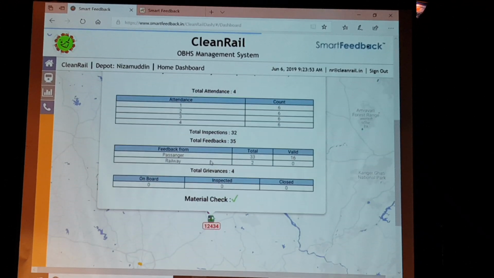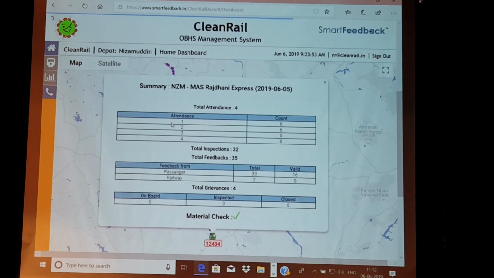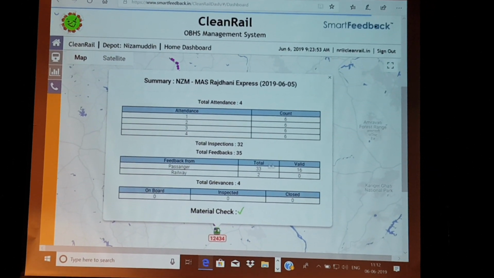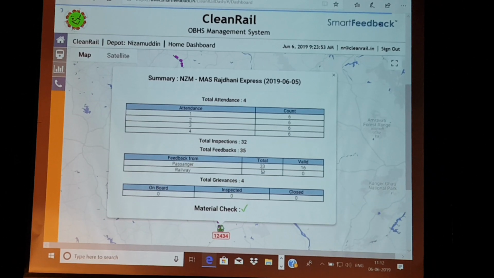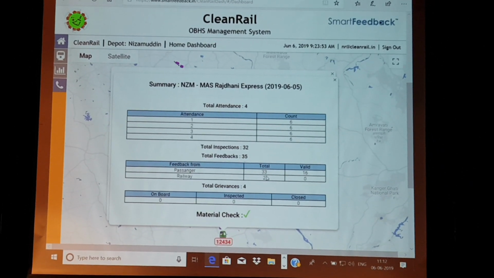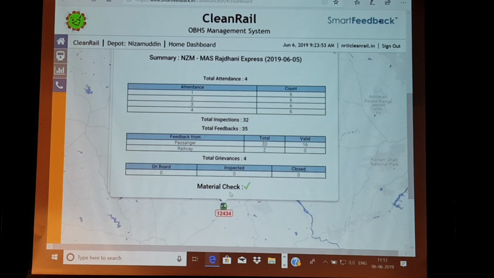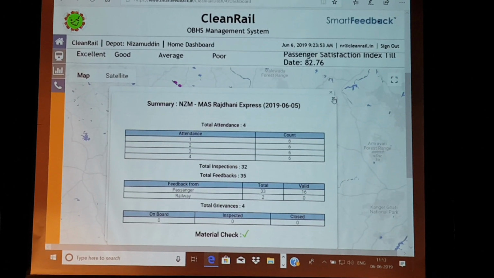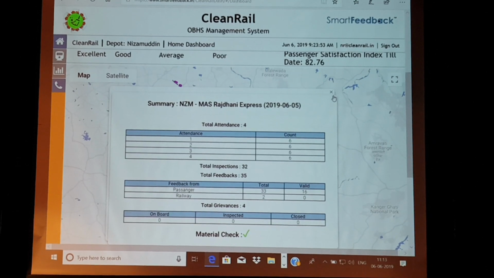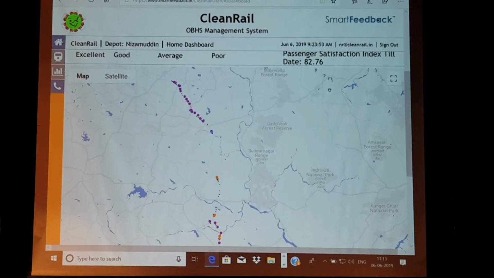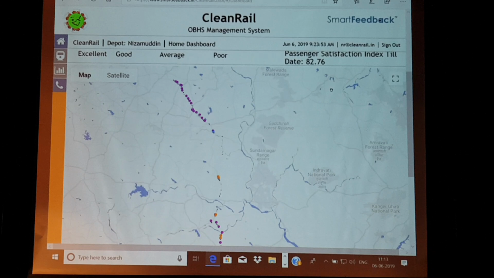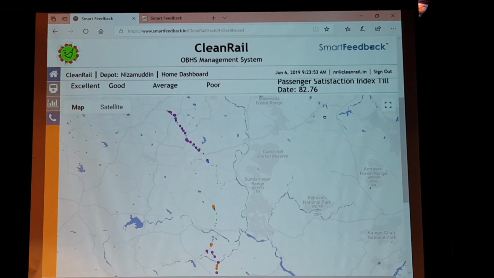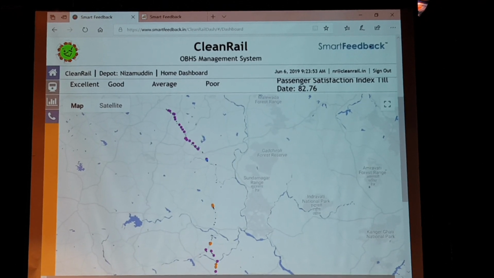So this is the material. If we see the report of this, the attendances have been done 4 times on this train, on this journey thus far, and a total of 33 passenger feedbacks and 2 railway feedbacks have been taken, and a material check has been done as well. So at the end of the journey, there are Excel reports, and the reports contain all of the data for that particular journey.